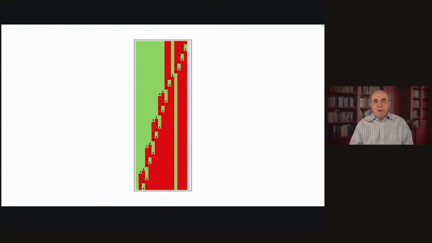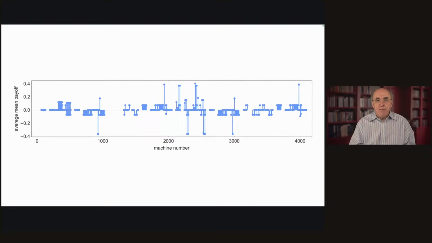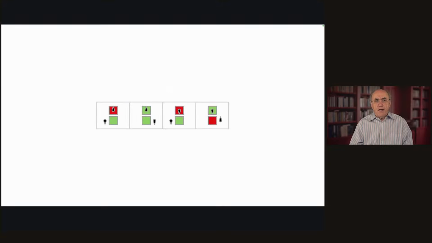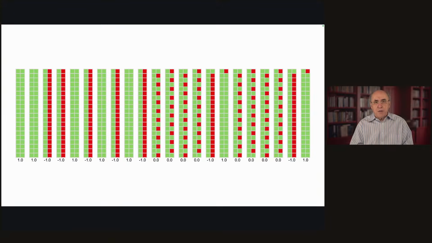So what if we have Turing machines compete against, say, all distinct 2-state finite state machines? So here's the average mean payoff for each case there, with the gaps being the machines that don't halt. The maximum value of +0.4 is achieved for Turing machine 2403, which is this machine here, which yields the following behaviors and limiting payoffs when competing with each of the 22 distinct 2-state finite state machines.